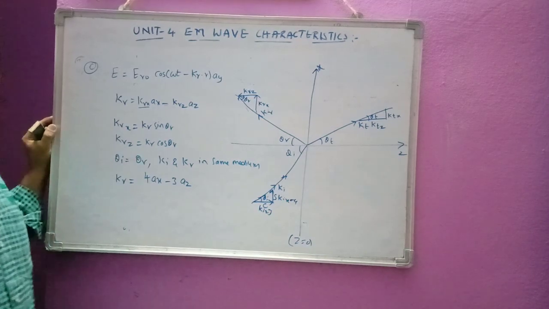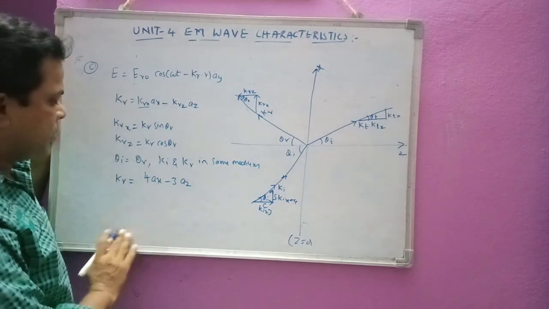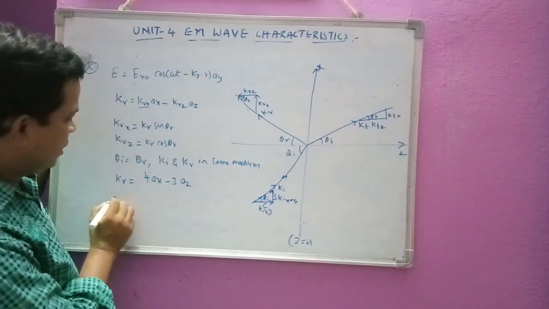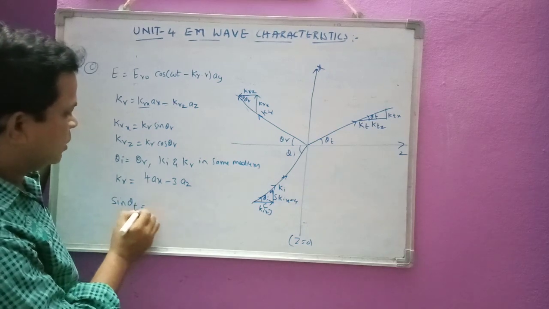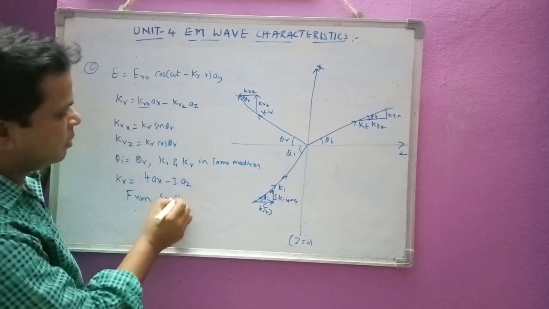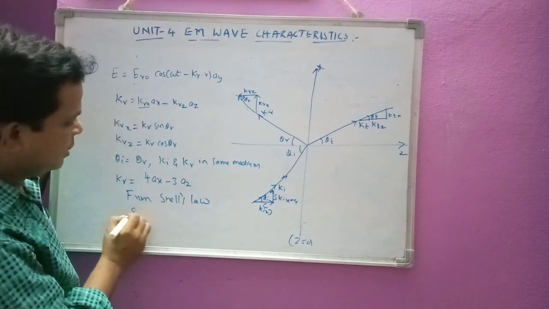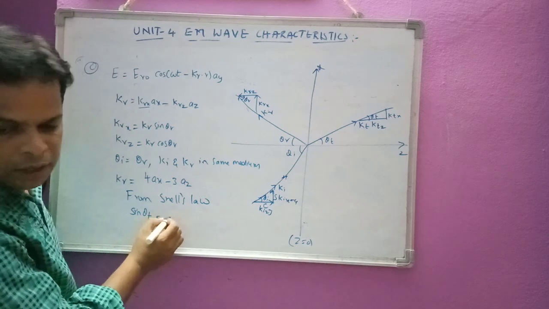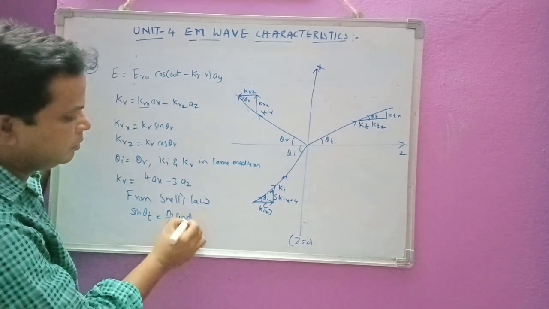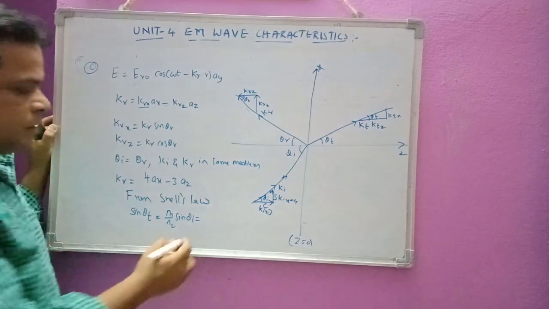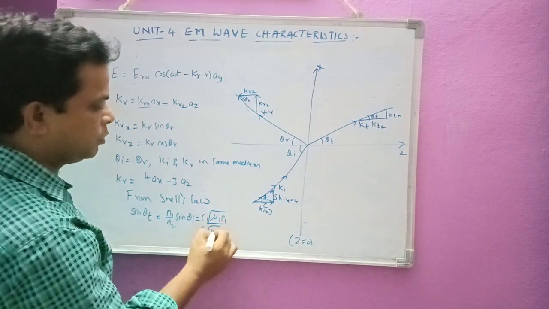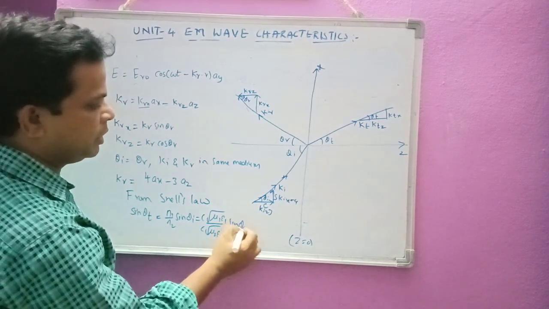Now to find theta_t here we have to find sin theta_t. From Snell's law we can write sin theta_t is equal to n1 by n2 sin theta_i, and I can write n as c times root of mu epsilon, so it is root of mu1 epsilon1 by root of mu2 epsilon2 times sin theta_i.